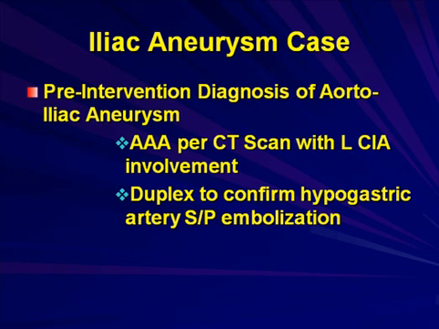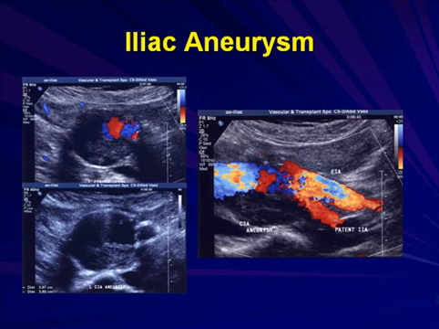This is a patient who had an infrarenal abdominal aortic aneurysm on CT scan with left common iliac artery involvement, and had an ultrasound to confirm the hypogastric artery prior to embolization, and this was to be done prior to an intervention. So here's the iliac aneurysm. You can see that a large portion of it is thrombosed, and you can see the thrombus in it. It's a very large aneurysm, over 3.5 centimeters, and in the sagittal view you can see it extends all the way to the level of the bifurcation, so that is why they want to address this patent hypogastric artery.